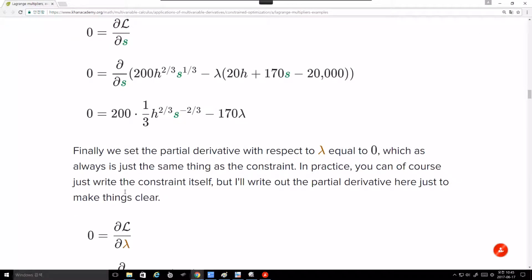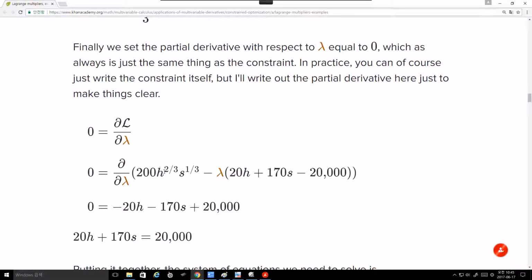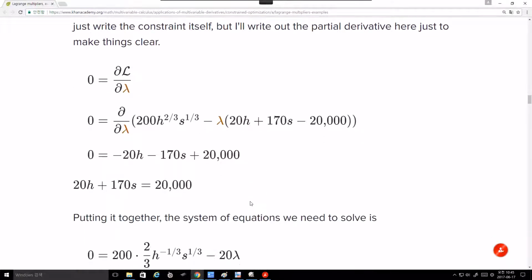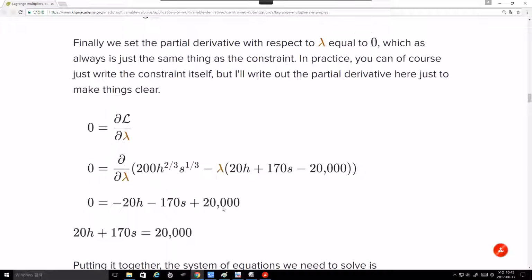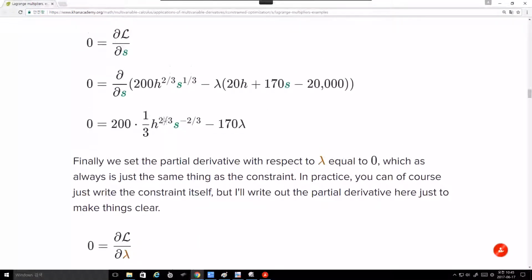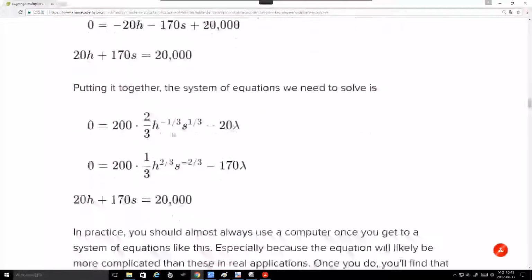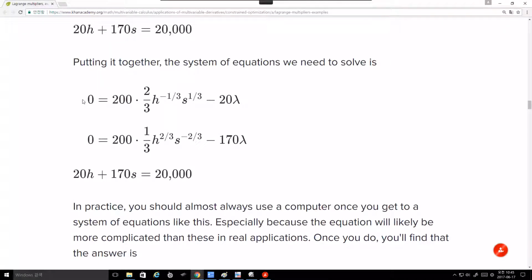Finally, we set the partial derivative with respect to lambda equal to 0, which as always is just the same thing as the constraint. In practice, you can of course just write the constraint itself, but I'll write out the partial derivative here just to make things clear. Now putting it together, we have H and S, and we have three equations, three unknowns.